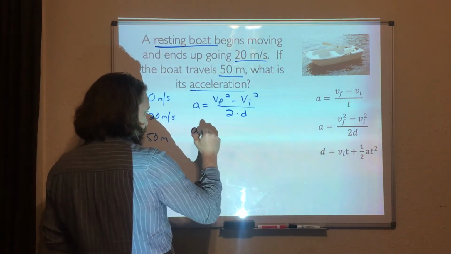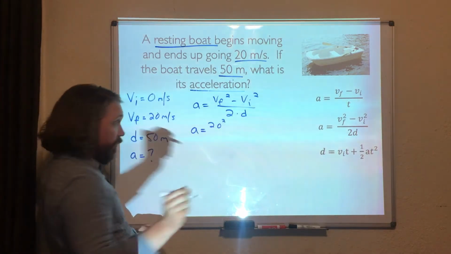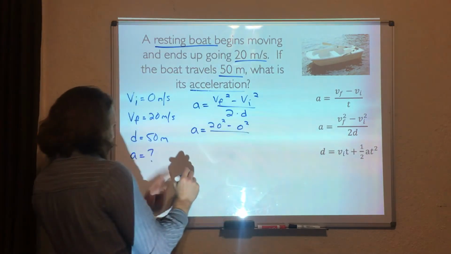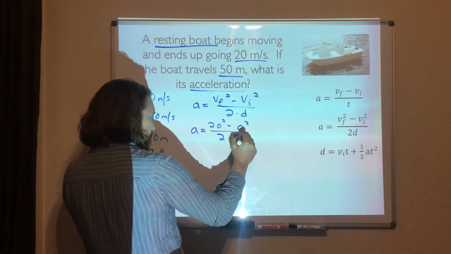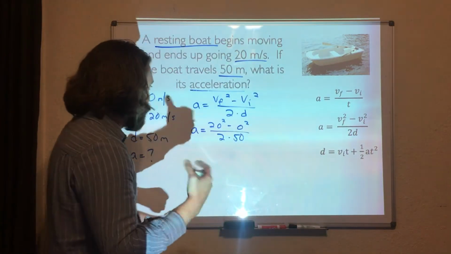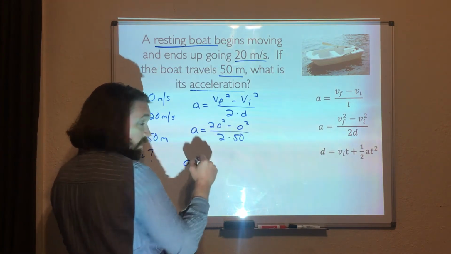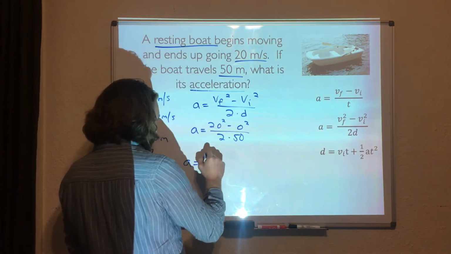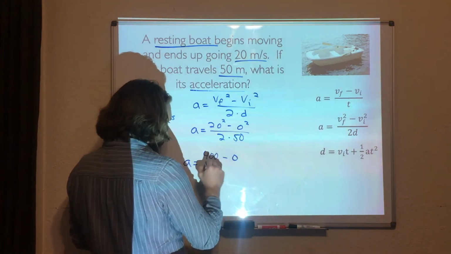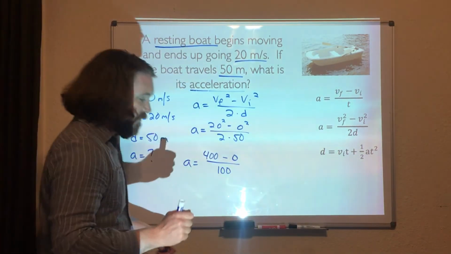This gives me acceleration equals my final velocity, 20 squared, very important, minus my initial velocity, 0 squared, divided by 2 times 50. All right. Okay. So I'm going to go ahead and do this math. A equals 20 squared, which is 20 times 20. Your calculator will tell you that's 400. Minus 0 times 0 is 0. Divided by 2 times 50. 2 times 50 is 100. You got two $50 bills, you got 100 bucks.